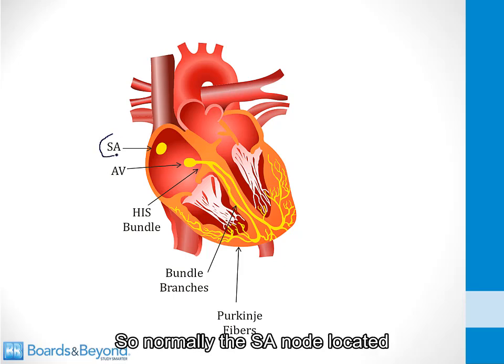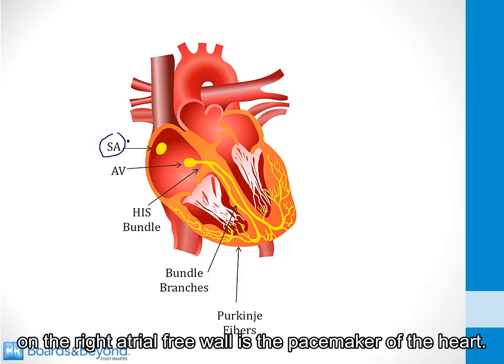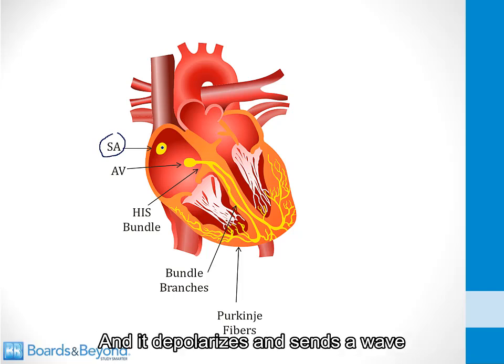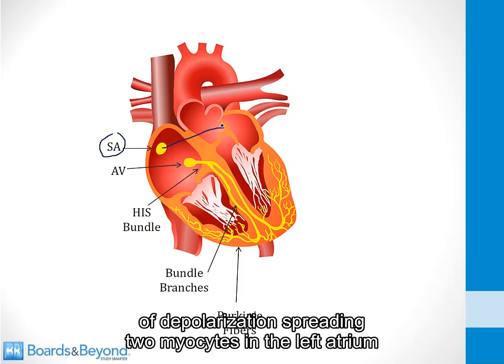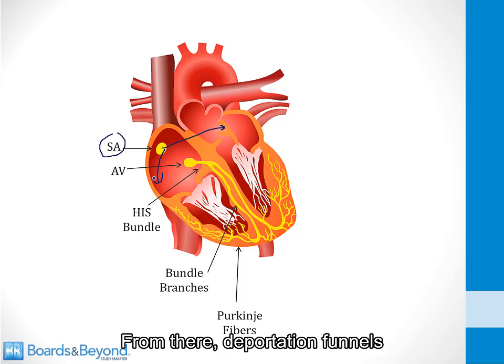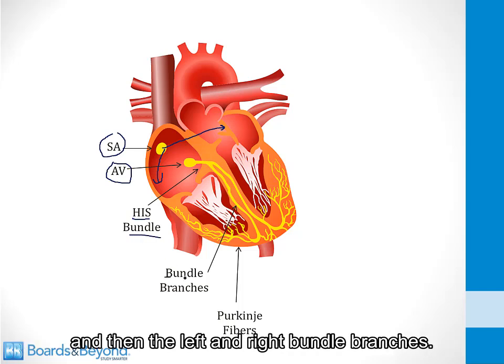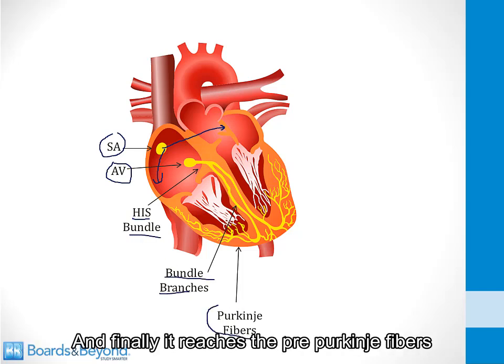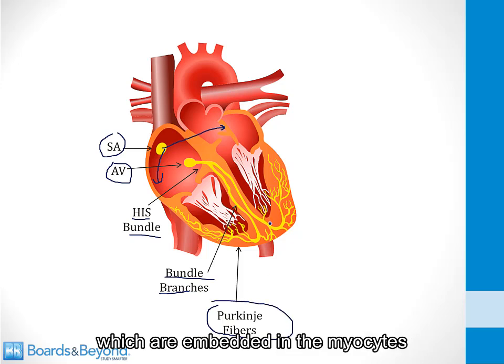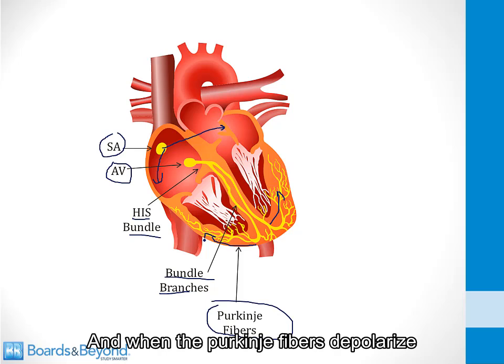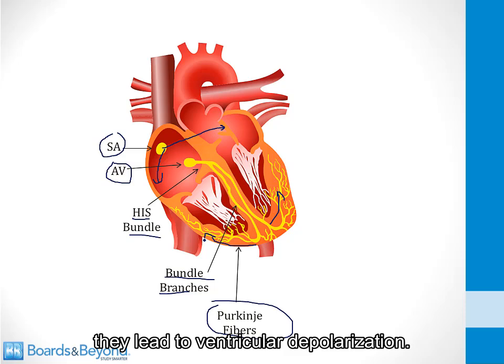So normally the SA node located on the right atrial free wall is the pacemaker of the heart, and it depolarizes and sends a wave of depolarization spreading to myocytes in the left atrium and the right atrium. From there, depolarization funnels through the AV node and then goes to the His bundle and then the left and right bundle branches. And finally, it reaches the Purkinje fibers, which are embedded in the myocytes of the left ventricle and right ventricle. And when the Purkinje fibers depolarize, they lead to ventricular depolarization.